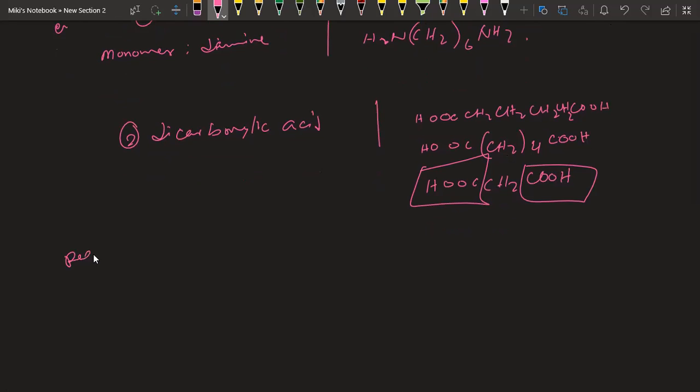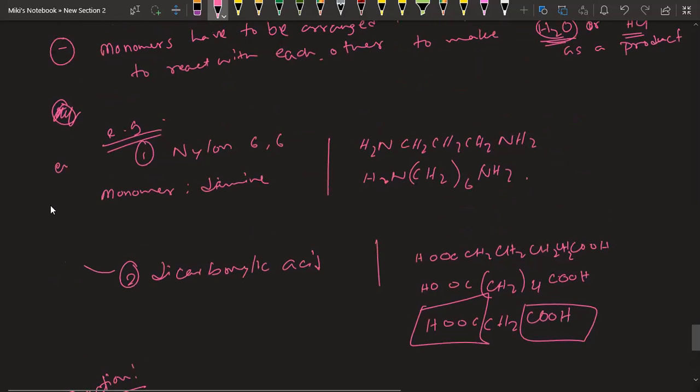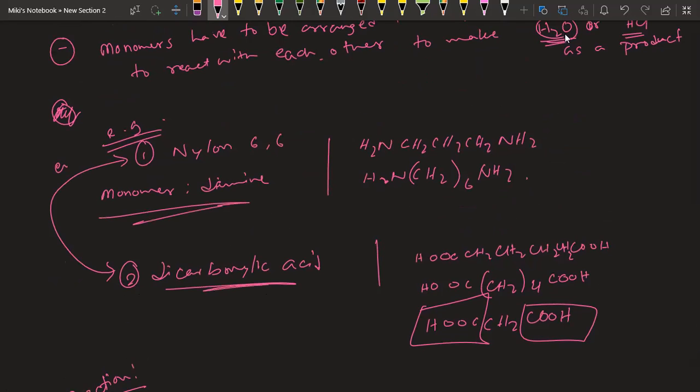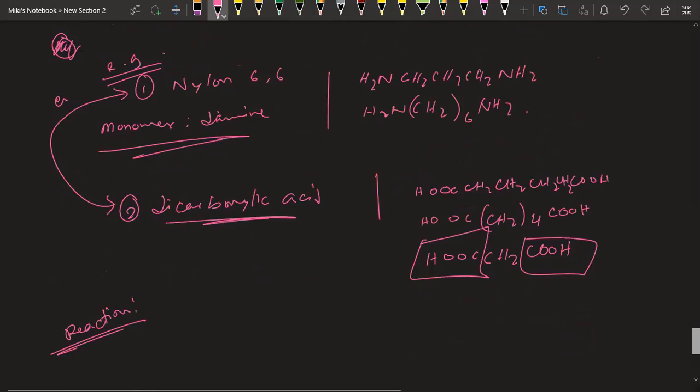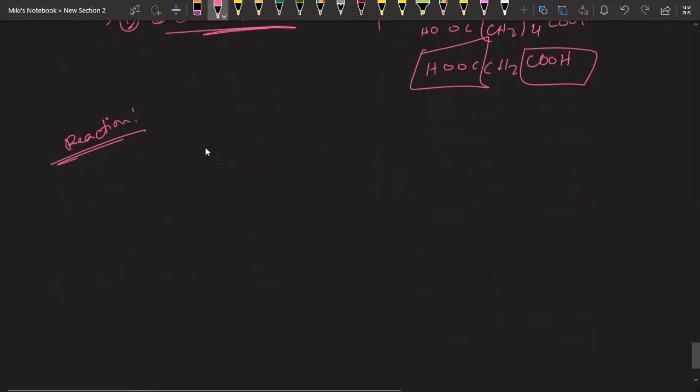Now, possible reaction. Let's see. These two in turn will react with each other. This is one monomer, this is another monomer. Together they will react in order to form our condensation polymerization.